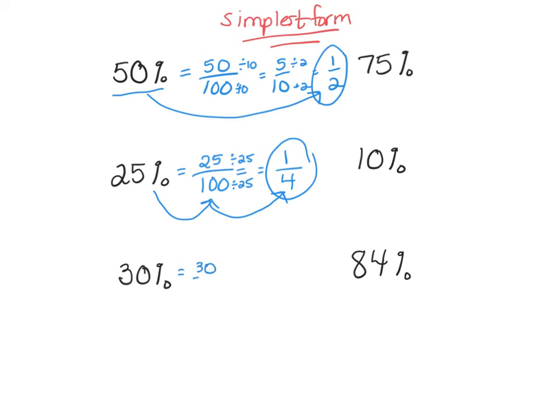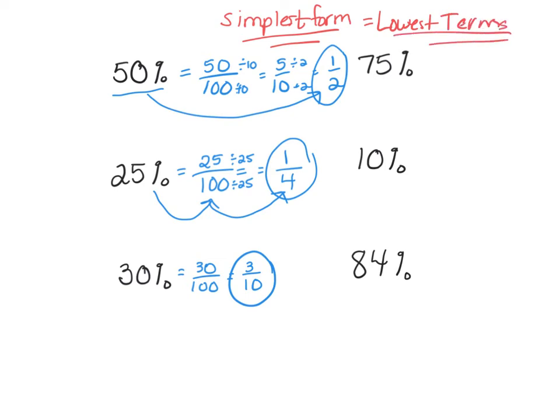30% we know is 30 over 100. I need to simplify this. I can see that they both end in a 0, so I can divide them both by 10, and that would turn into 3/10. And that's actually as low as I can go. So since I said the word low, I do want to point out that simplest form sometimes is referred to as lowest terms. So they mean the very same thing. Simplest form, lowest terms, they both mean a simplified fraction.